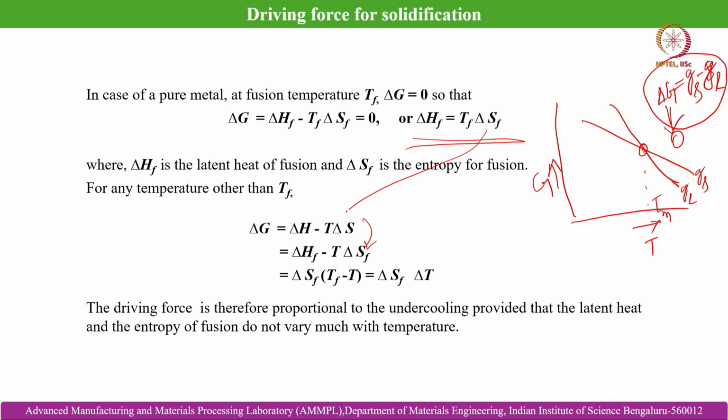So, if we put this expression over here, then we get delta Sf (Tf minus T), that means delta T. So, this is basically the undercooling. Undercooling means the gap between the temperature of the melt at present and its liquidus temperature, or its equilibrium melting temperature or fusion temperature, whatever you may call. So, that gap is called delta T, the undercooling.